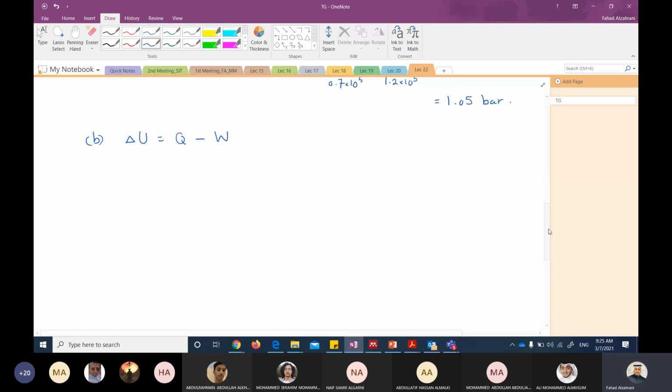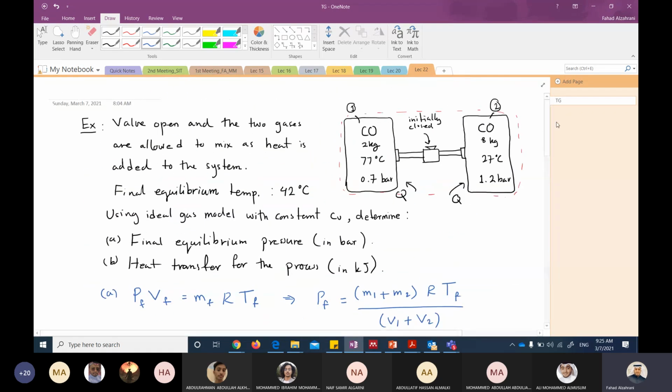So what is the work here in my system in this example? How much is the work? Zero. No, you integrate P over dV. So P dV. What is the change of the volume? Did I apply any work here?